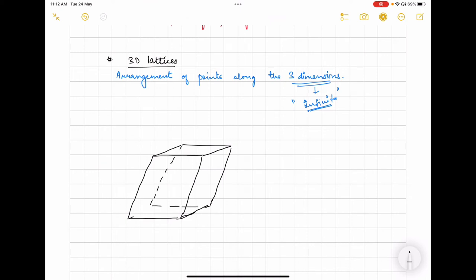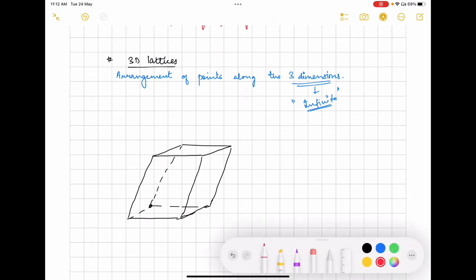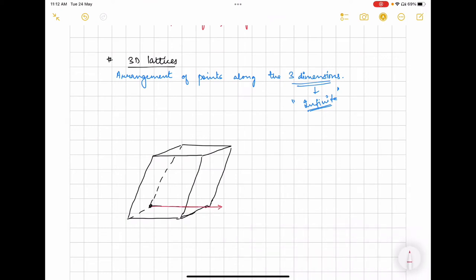So this is your parallelepiped. Suppose this is your origin. Then this is your A vector, this is your B vector, and this is your C vector. So these A, B, C are the three basis vectors that are required to generate a 3D lattice.